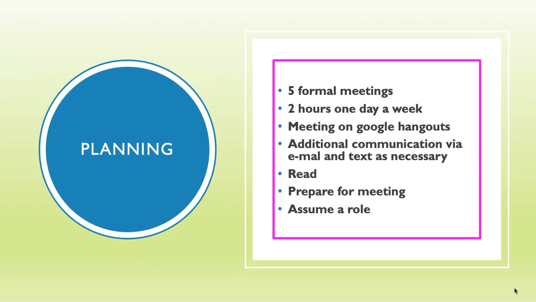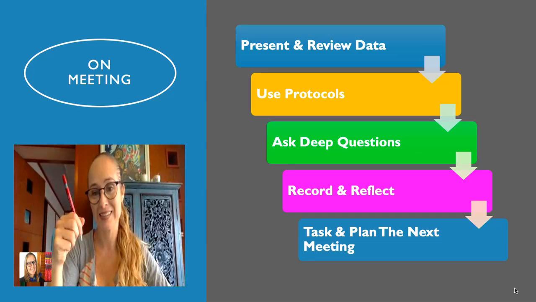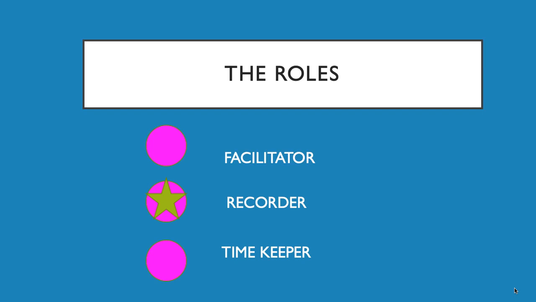We planned 5 formal meetings, 1 day, 2 hours weekly. But we kept communication via email or text if we needed. We also assumed roles as facilitator, recorder, and timekeeper. And we switch every week. In my opinion, recorder was my favorite because it allowed me to learn more, take notes, and reflect deeper on what I've experienced.